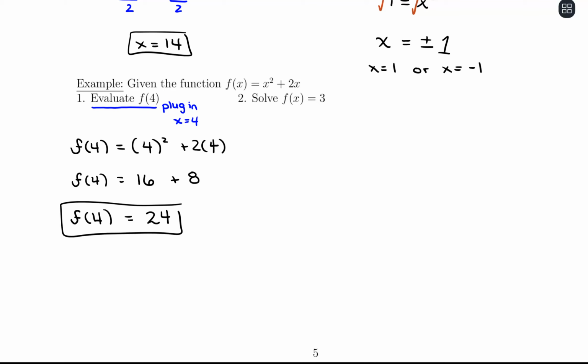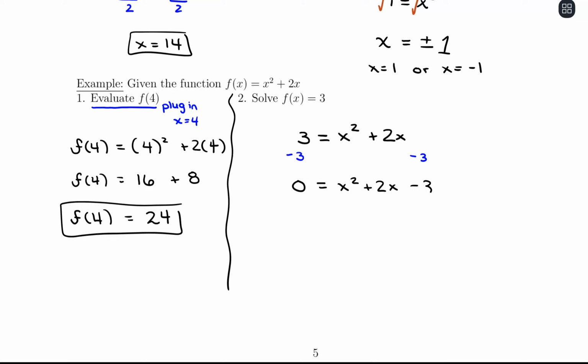So evaluating, we plugged in x, and we essentially got a y value out at the end, and there should only be one solution. With this next case, we want to solve f of x equals 3. So we're going to take that 3 equals, and our function is x squared plus 2x. So 3 equals x squared plus 2x. Now this is a quadratic, so what I need to do is subtract 3 from both sides so that I can have a 0 on one side of the equation. So 0 equals x squared plus 2x minus 3.